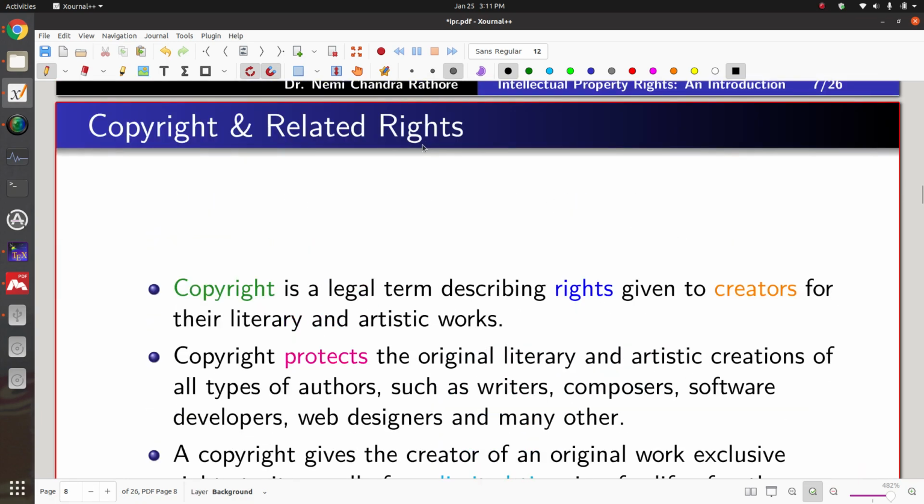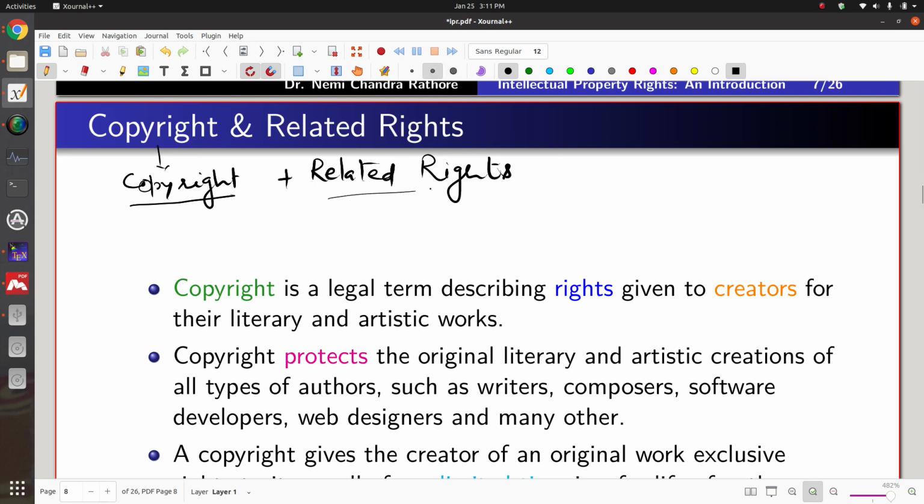Now let's talk first about copyrights and related rights. It is an intellectual property: copyright and related rights. There are actually two rights here, copyright plus related rights. Keep in mind there are two rights: one is copyright and the other is related rights. We will talk about both of them. Now let's first talk about what is copyright.